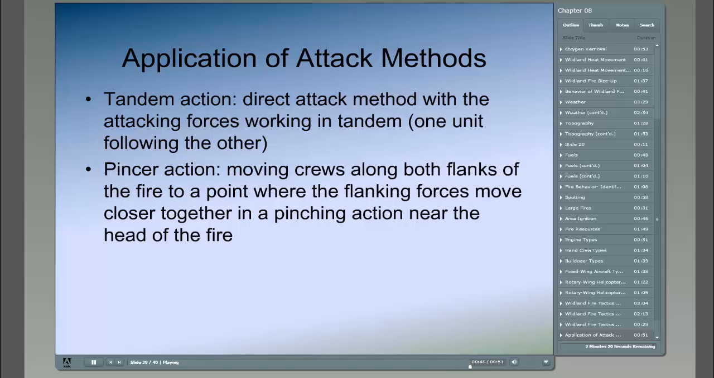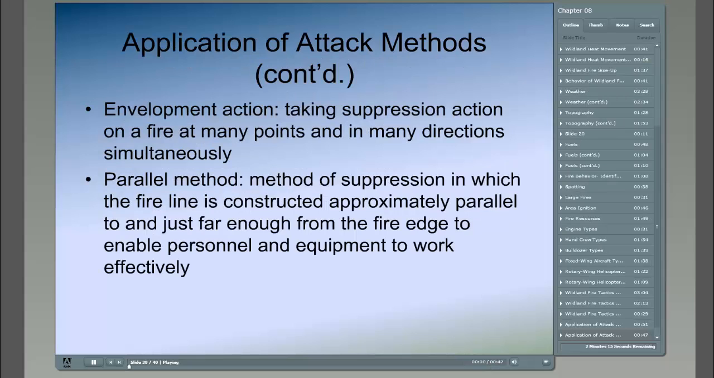Resources include hand crews, bulldozers, engines, aircraft, or a combination of these. An envelopment action involves taking a suppression action on a fire at many points in many directions simultaneously. It provides for a rapid attack and, if coordinated properly, can be highly effective on smaller fires. This attack method requires a large amount of suppression forces to be committed to both flanks of the fire, and close command and control must be established. Units taking part in this type of action should be experienced and aggressive.